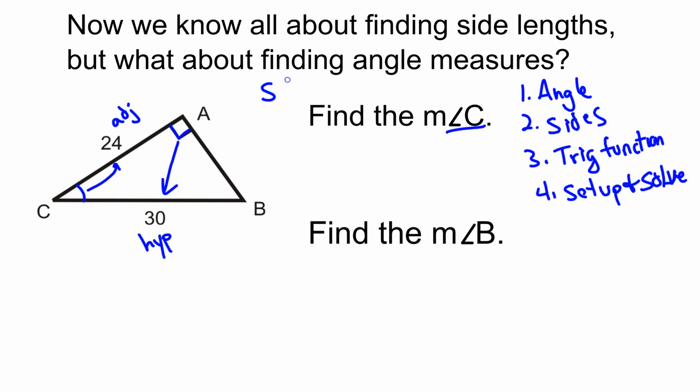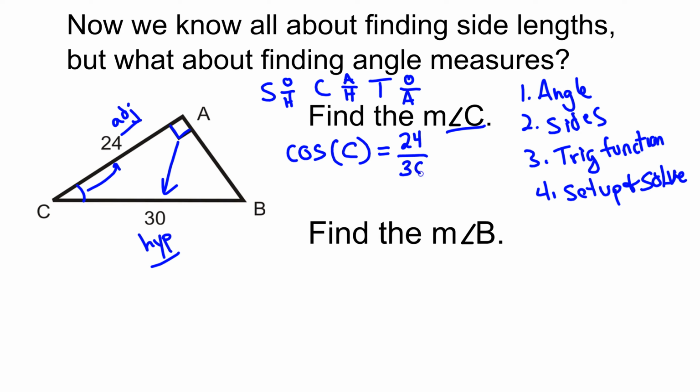So let's remember our trig functions, SOHCAHTOA: sine is opposite over hypotenuse, cosine is adjacent over hypotenuse, and tangent is opposite over adjacent. If we look, we have an adjacent and a hypotenuse. So sine won't work, that's opposite and hypotenuse. Cosine, though, is adjacent and hypotenuse. That's what we have here, so that's our trig function. Let's write out our equation. We don't know angle C, so we're just going to say the cosine of C is equal to the adjacent, in this case 24, over the hypotenuse 30.